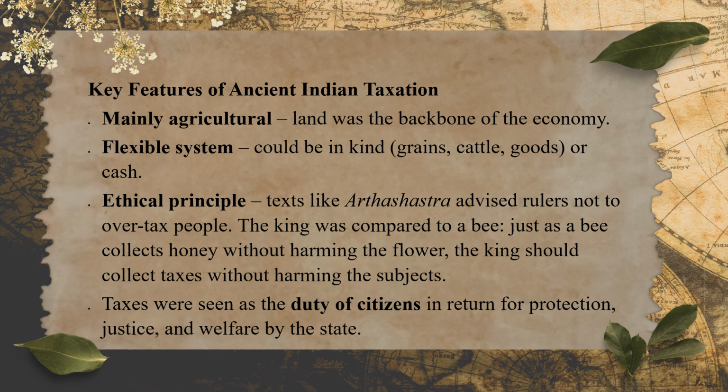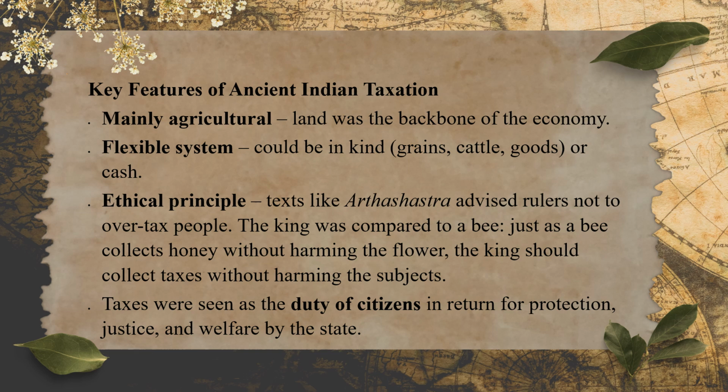Let us look at the key features of ancient Indian taxation. Taxation was mainly agricultural. Land was the backbone of economy, so it was sensible to collect taxes on land. It was a flexible system. Taxes could be in kind, which could be grains, cattle, goods, or could be collected in cash.